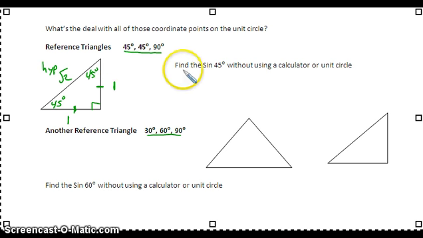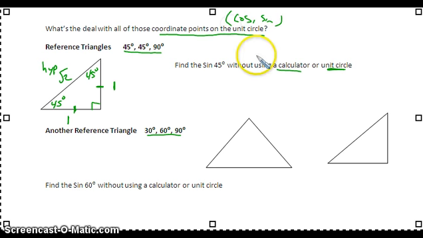So if I wanted you to actually find the sine of 45 degrees without using a calculator or the unit circle, the question you may have wondered is, how did they get all of those sine and cosine values that are on the unit circle that we talked about in the last section? Well, they're using these specific reference triangles here. So if I asked you to find the sine of a 45-degree angle without using the calculator or the unit circle, here's what you would do.